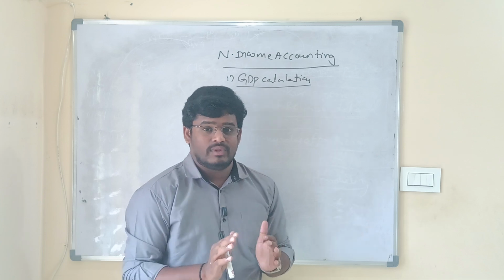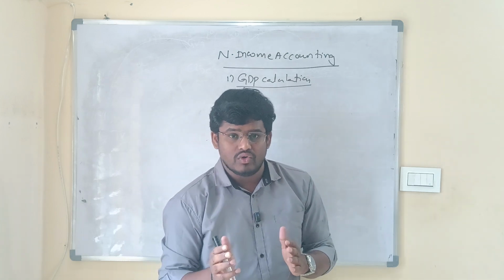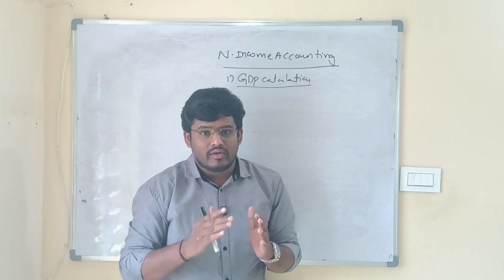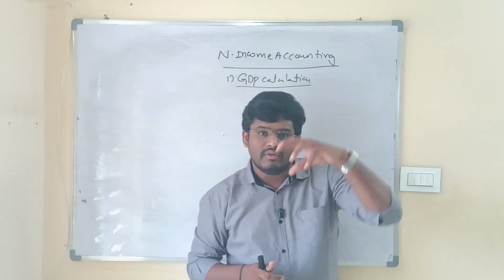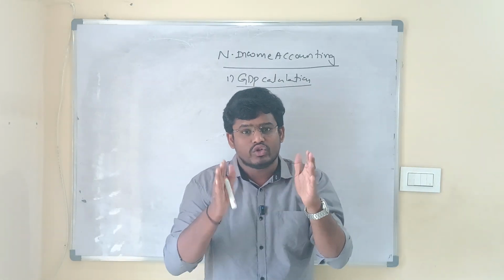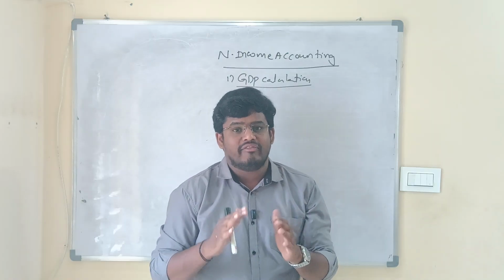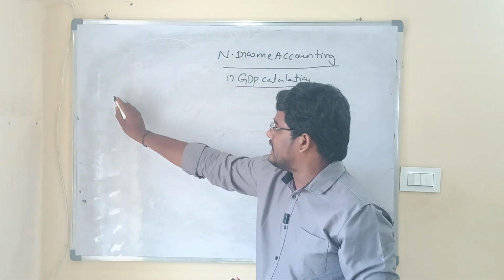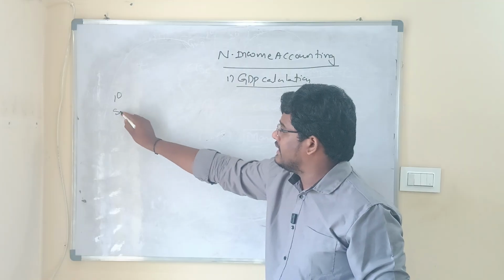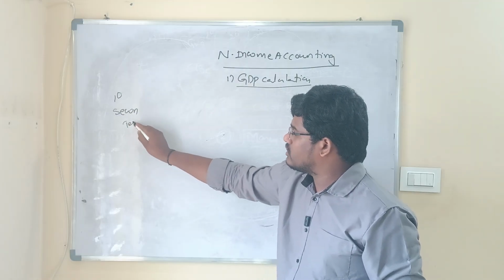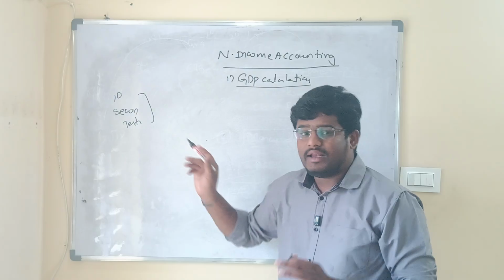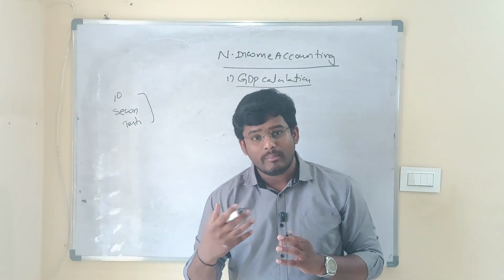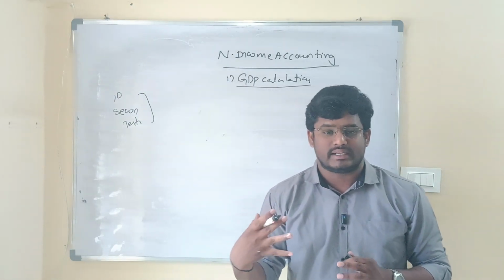Earlier it was CSO. Now, either CSO or NSO, to calculate GDP, what they will do is divide the Indian economy into three producing sectors. And we have discussed the three producing sectors in the name of primary, secondary, and tertiary sectors, and what is included in these three producing sectors.